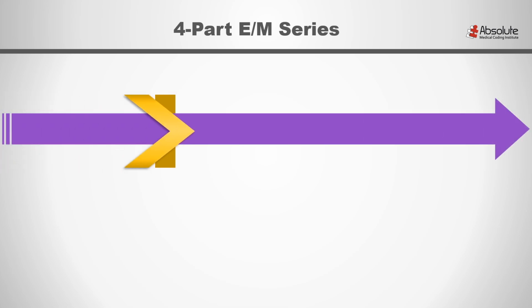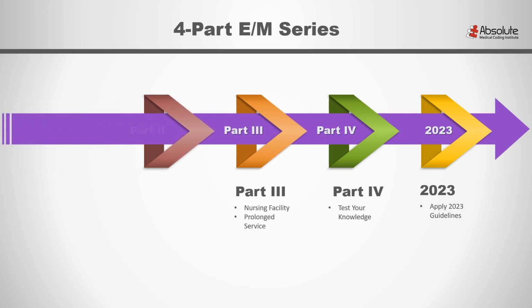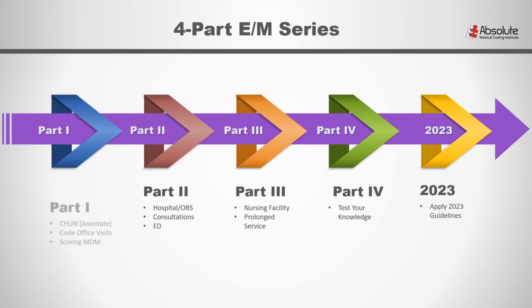And this is a 4-part E&M series. Yes, we will discuss in part 1 the AMCI annotation technique called CHUN. We're going to teach you how to CHUN your E&M section. We're also going to learn to code office visits and scoring the medical decision making in part 1.